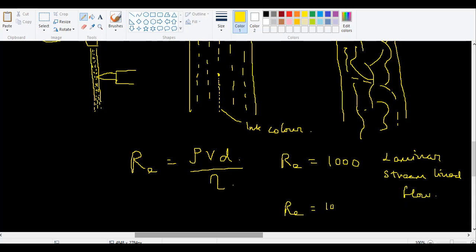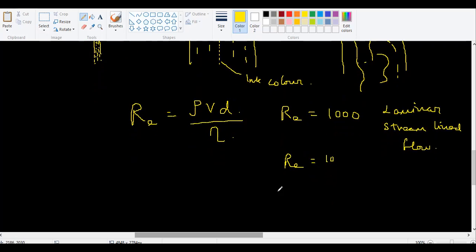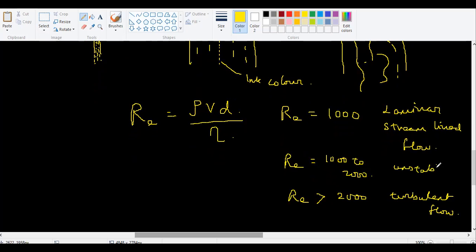Here it is, if it is more than 2000, we call it turbulent flow. If it's between 1000 to 2000, it's more like a mixed flow, unstable. You cannot call it laminar, you cannot call it turbulent, so it's somewhere in between. Again, rho is density, v is the velocity, d is the diameter of the pipe, eta is the viscosity. So that's why this is coming under the viscosity chapter.